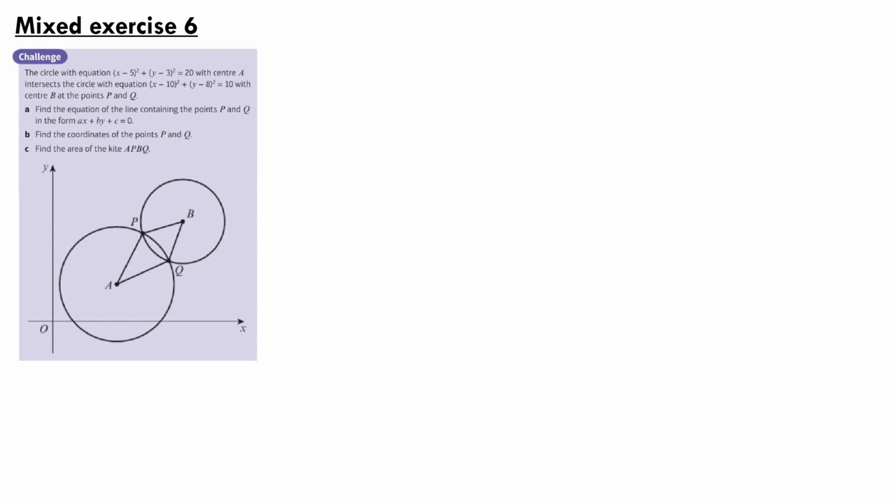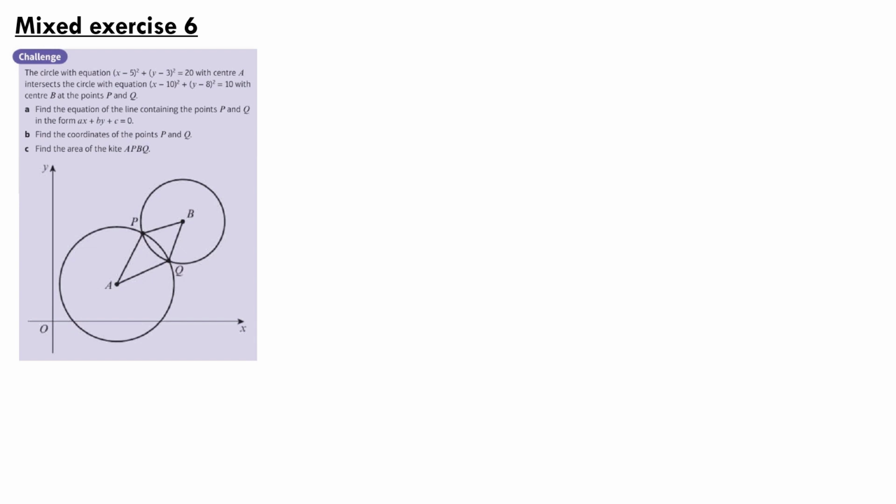Okay, and finally the circle with equation (x - 5)² + (y - 3)² = 20, with centre A, intersects a circle with equation (x - 10)² + (y - 8)² = 10, with centre B, at the points P and Q. Part A says find the equation of the line containing the points P and Q in the form ax + by + c = 0.